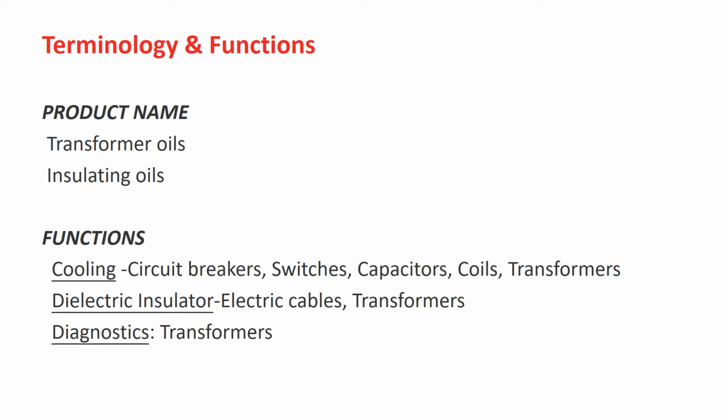Terminology and functions. Most of the time when people talk about insulating oil, they mean transformer oil. So these two names, transformer oils and insulating oils, have been used in the industry for the same application and function. The function of transformer oil is for the cooling of the circuit breakers, switches, capacitors, coils, and transformers, and it is the electric insulator for electric cables and transformers, and it is used for diagnostic of transformers.